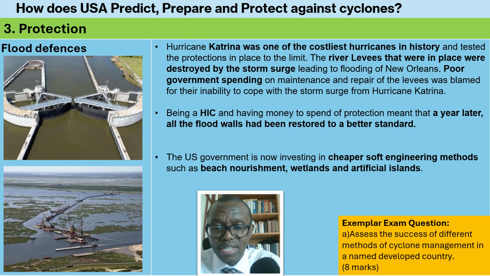Now, on to the exemplar exam question here. This is an 8-mark question, and it says assess the success of different methods of cyclone management in a named developed country. So in this question, we would be discussing how successful we think the management of Hurricane Katrina was, because this is a developed country that we are being asked about here. Now, I did mention that these exam questions are going to be answered in a separate video.